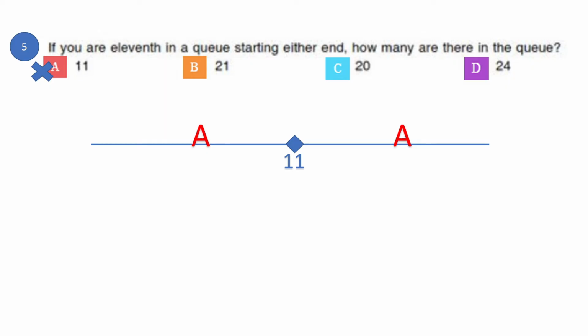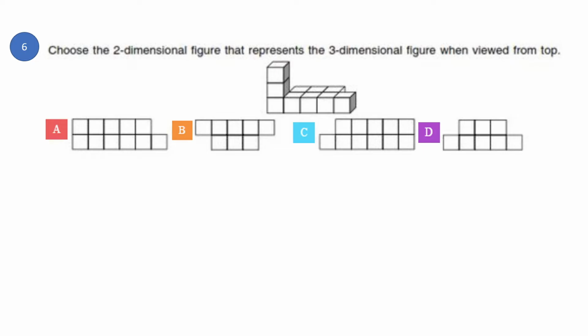If you're in 11th position, that means 10 people are standing in front of you. And since we know that the same number are standing in back, we will add 10 there. Hence the total number of people in the queue are 10 plus 10 plus the center position. Hence it is 21. Let's go to our next question. Choose the two-dimensional figure that represents the three-dimensional figure when viewed from the top. Your time starts now.